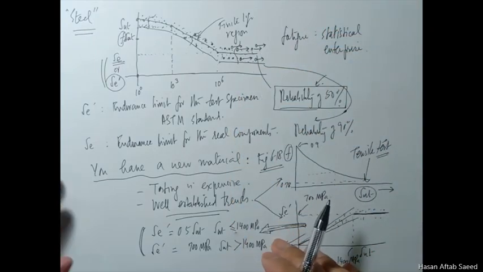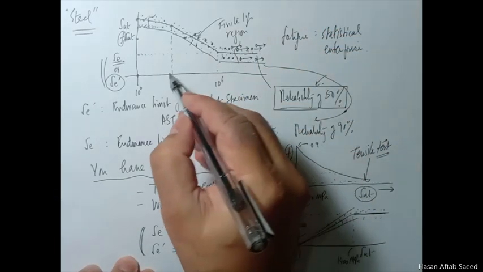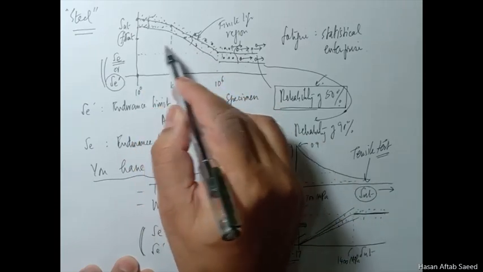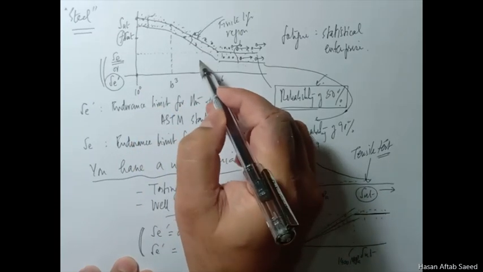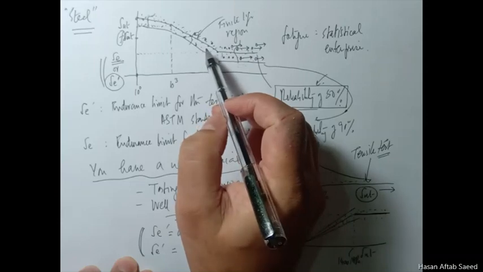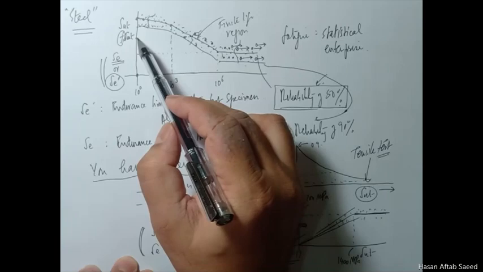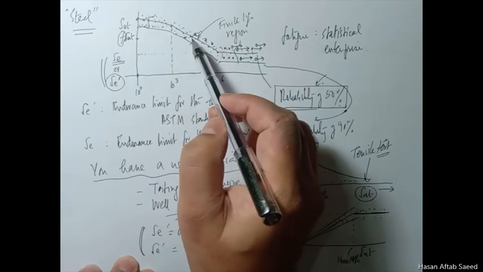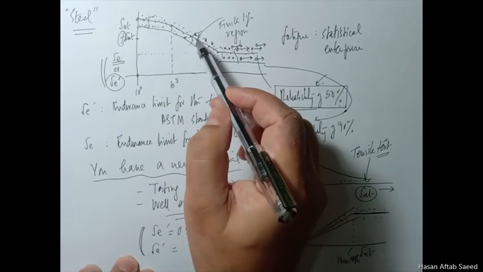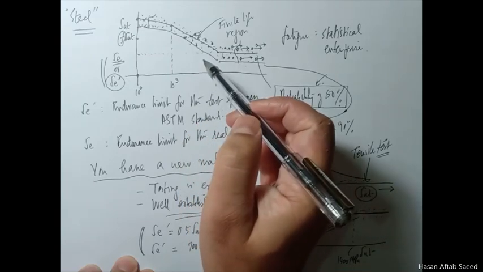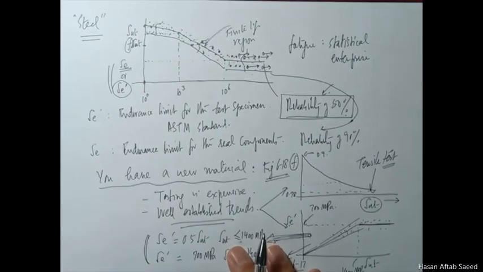How do we design for a certain number of cycles? How do we know what stress amplitude will be required for that many cycles? Or conversely, if we know what amplitude we are going to apply to the body or to this object, then how many cycles will it last under fatigue? So how to know that? Let's see.